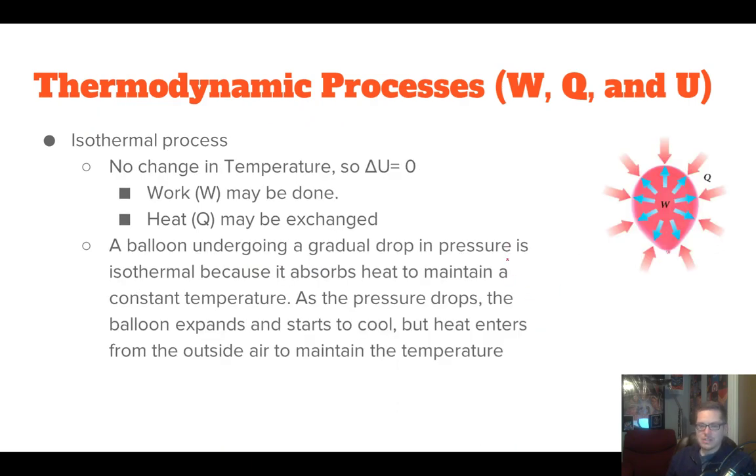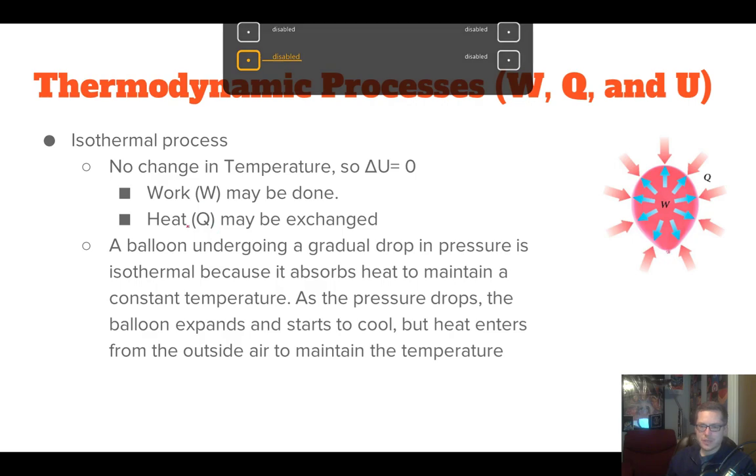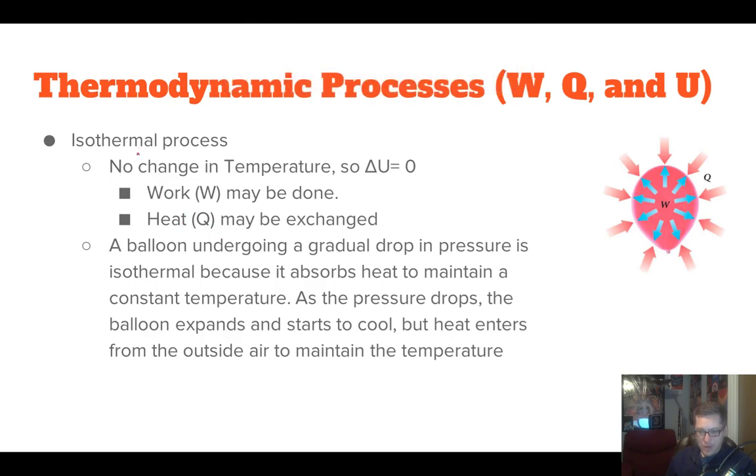All right, next one is isothermal process. Isothermal processes occur when there's no change in temperature. Remember, iso means same, thermal means temperature. So no change in temperature. Because there's no change in temperature, your change in internal energy has to be equal to 0. Now, work can be done in an isothermal process, and heat may be exchanged.